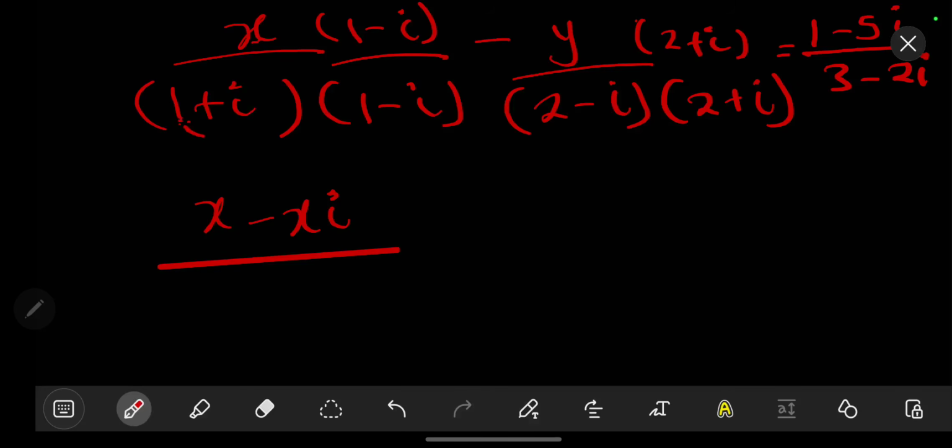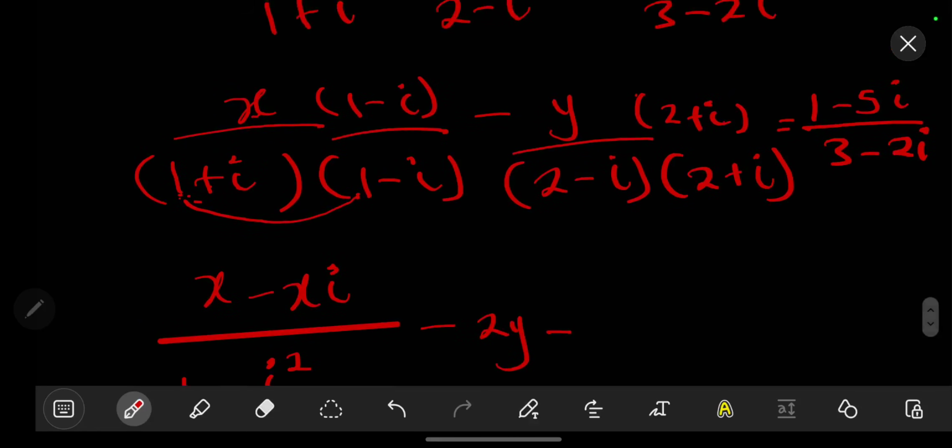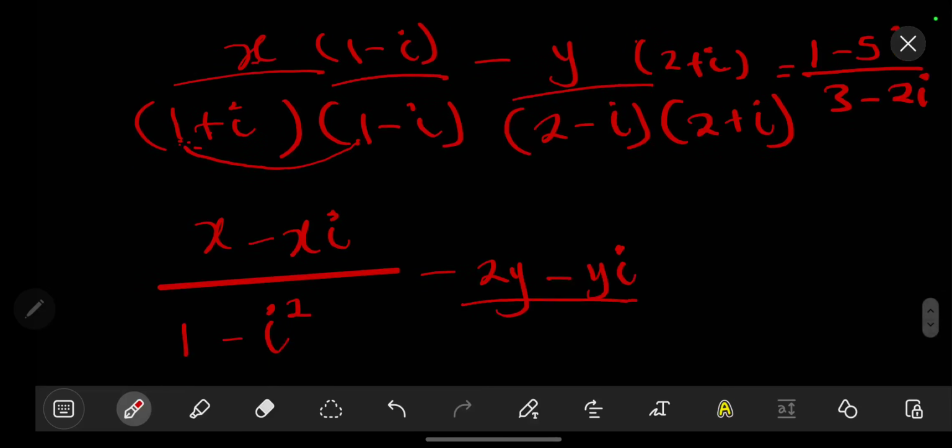But you can, the simple way, first number with first number, it's 1. 1 times 1, it's 1. I times I, it will be negative. Positive times negative, it's negative. Then I times I is I squared. Then we are going to have minus. We have our y times 2, it will be 2y. Then we have minus y times I, it will be yi like that. Then we have over 2 times 2 will give us 4. I times I will give us I squared. Negative times positive, it will give us a negative.